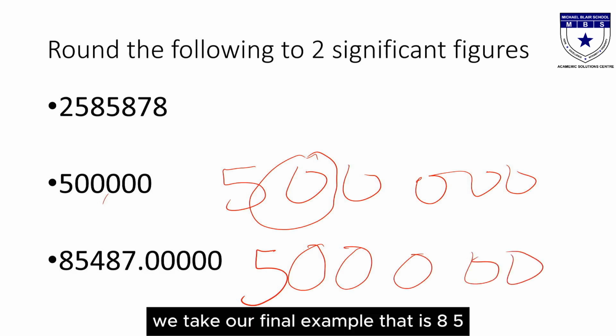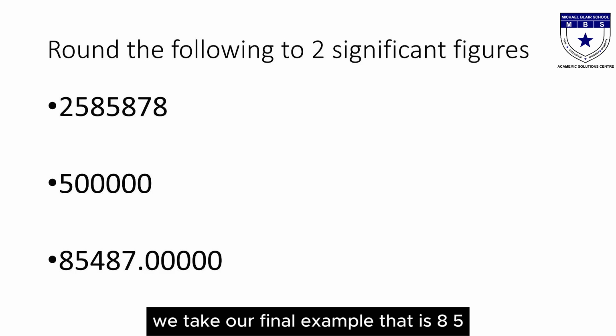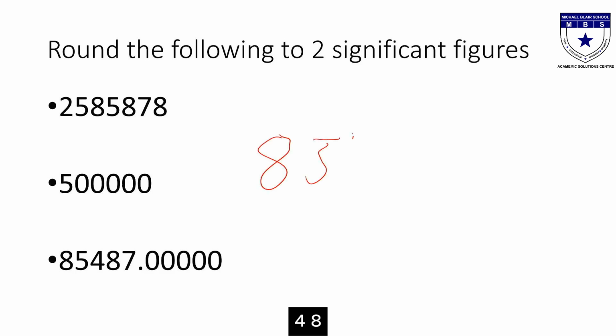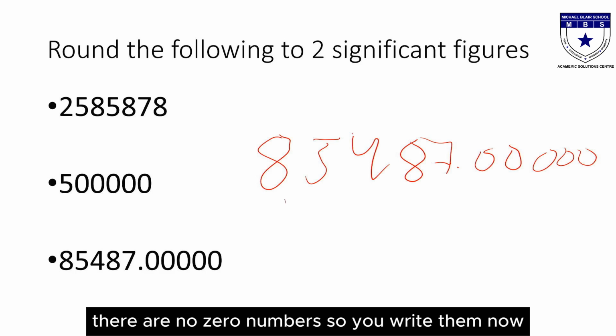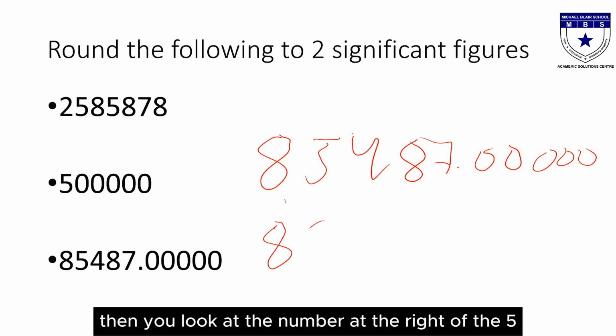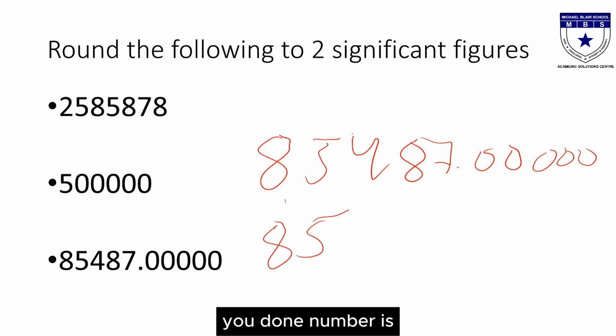We take our final example, that is 85487.00000. So our first two significant figures are 8 and 5. They are non-zero numbers, so we write them down. Then you look at the number at the right of the 5.